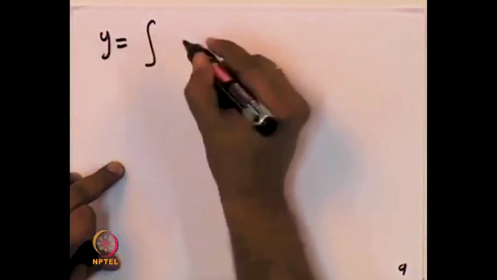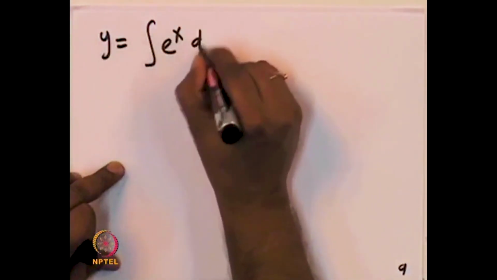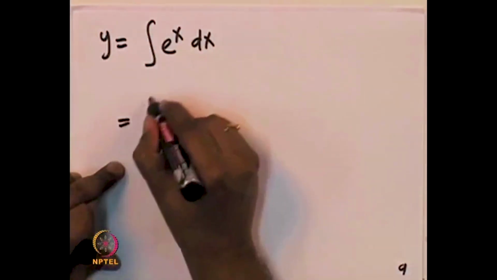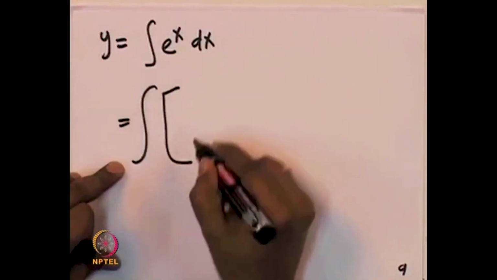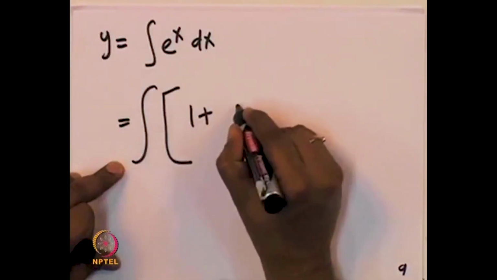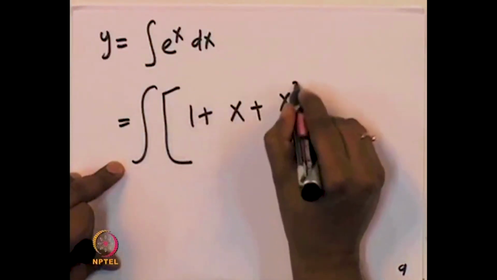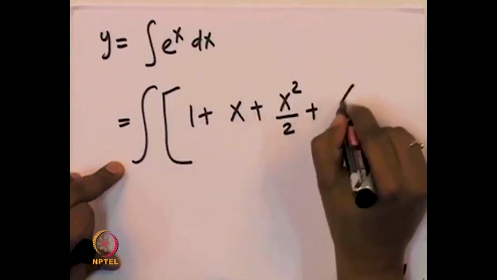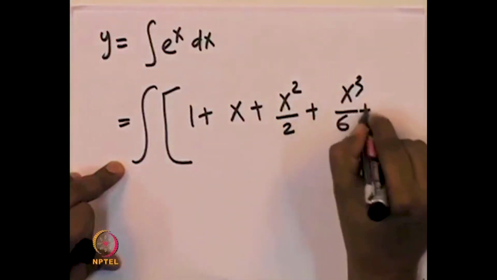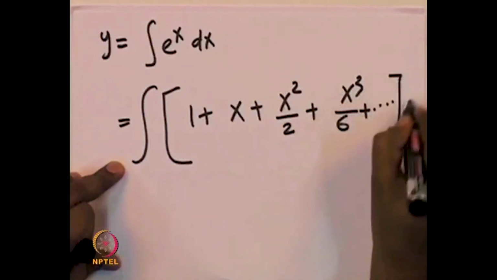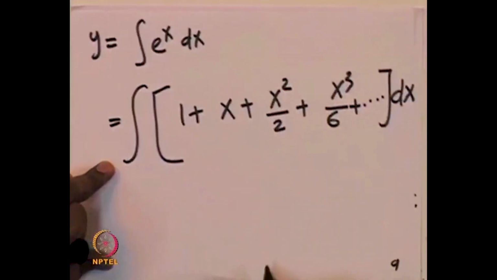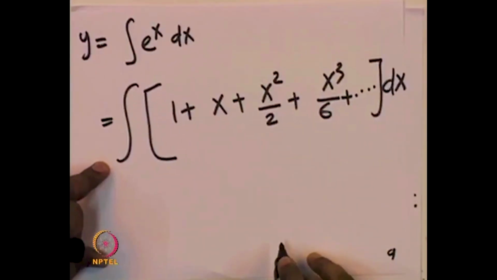Now, what is integral e power x dx? Let us have a look at this. y is integral e power x dx, so this is integral of 1 plus x plus x square by 2 plus x cube by 6 plus dot dot dot, dx. So, this is your y.